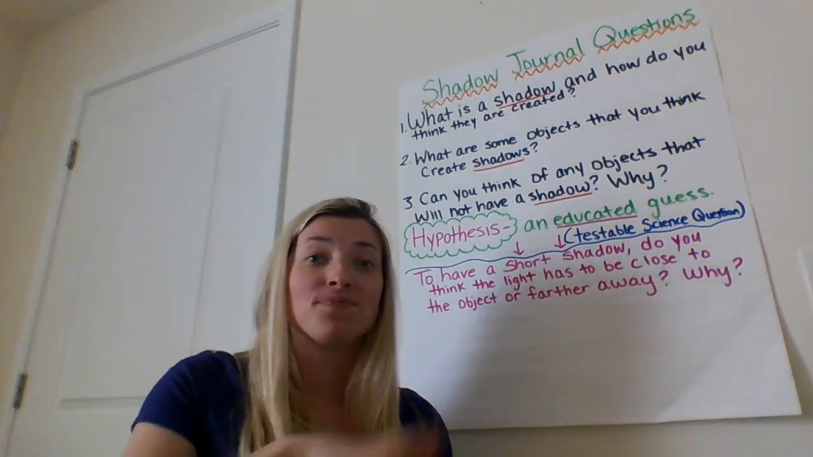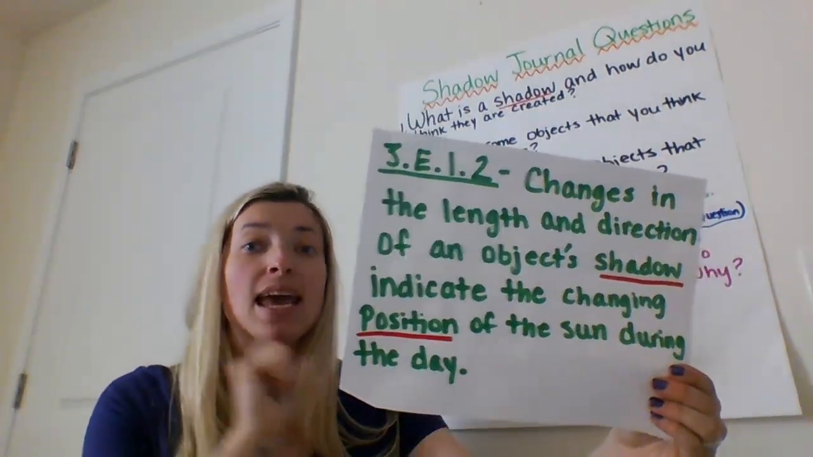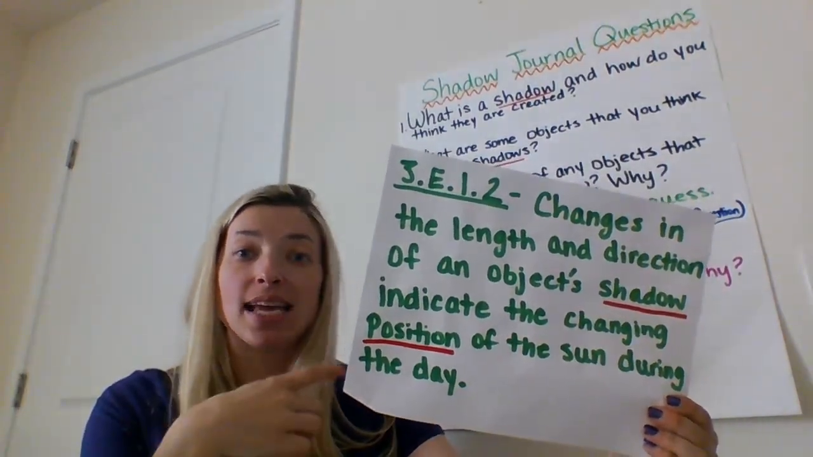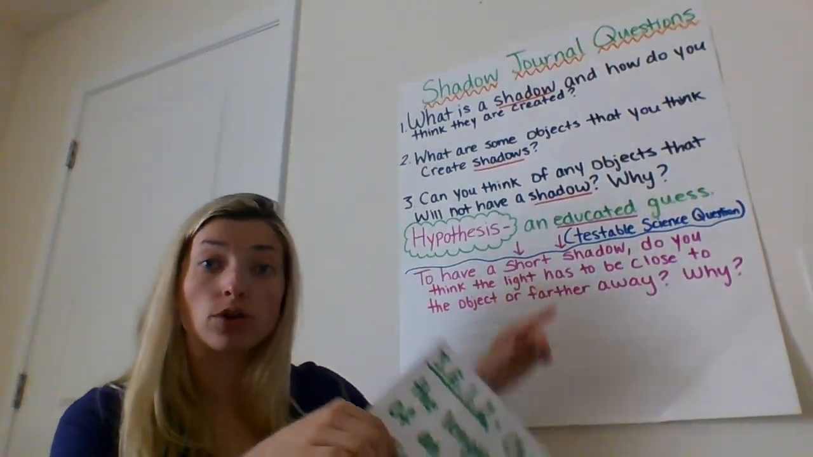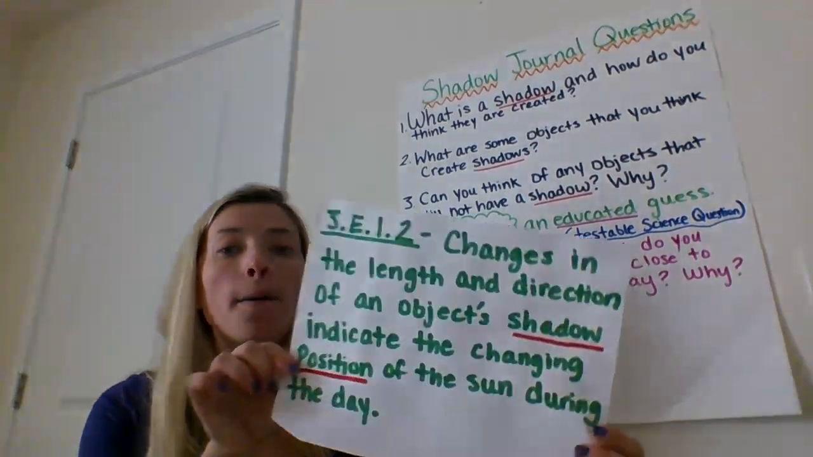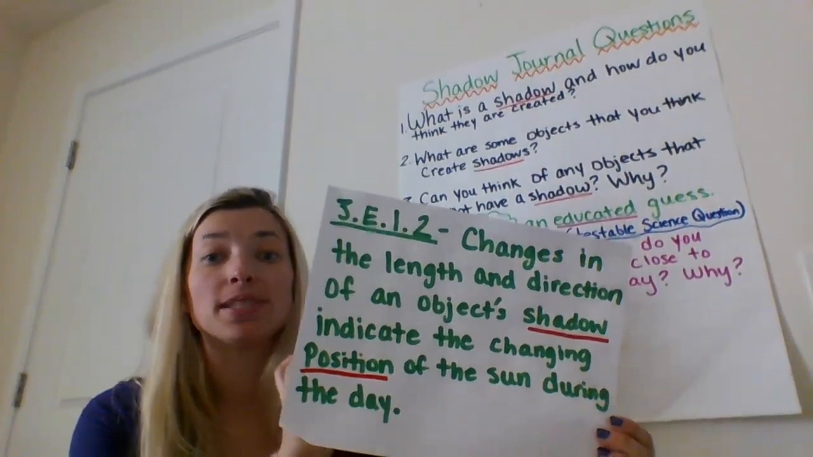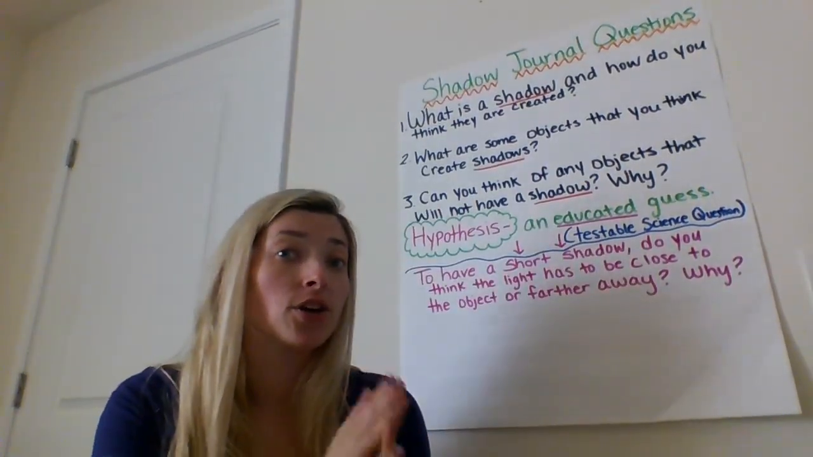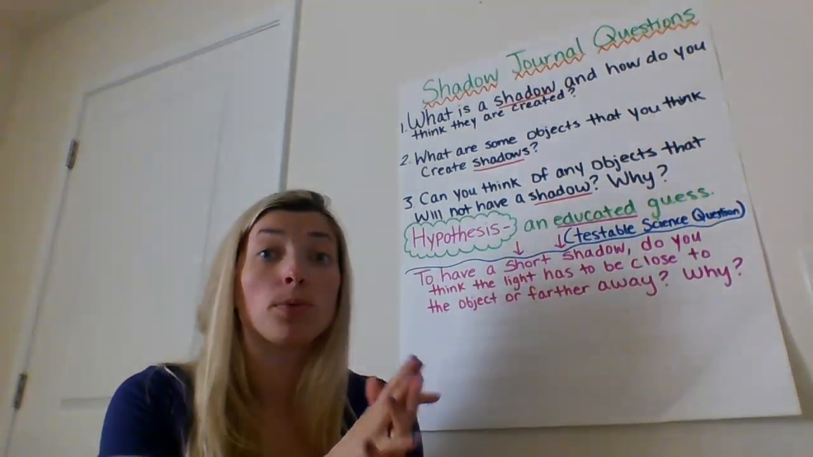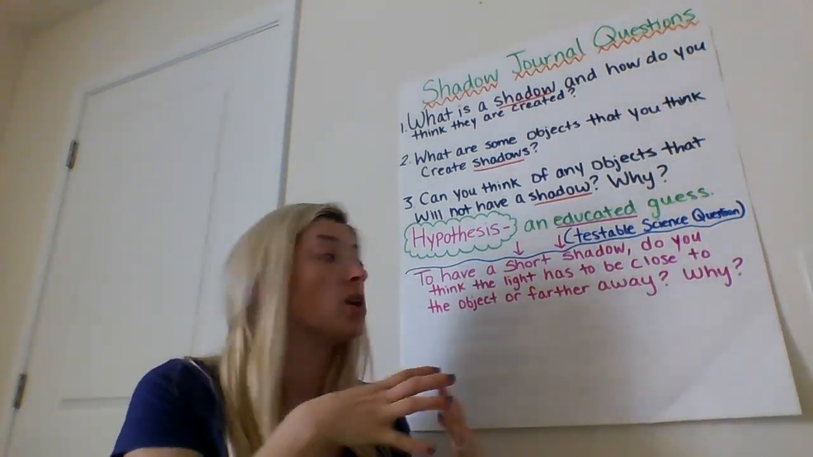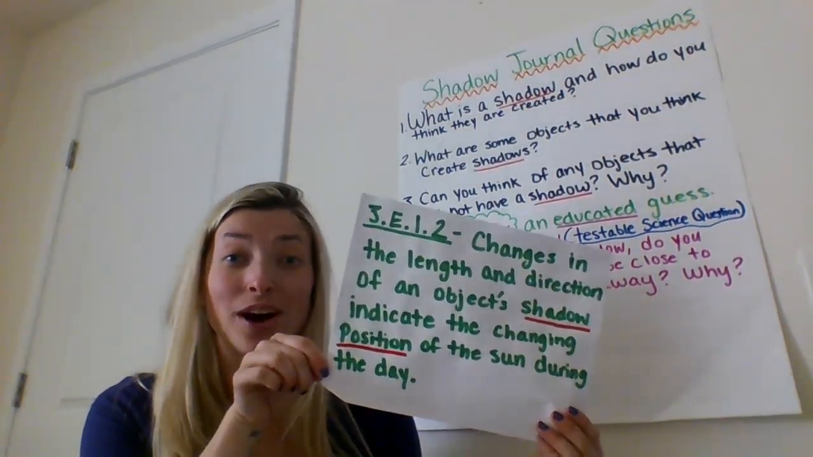So before we end for today, I want to go back to our standard that we're working on all week. And that is, we're looking at changes in the length and direction of an object's shadow. So we are talking about length, how long or short a shadow is, and how that indicates the changing position of the sun. Remember, your flashlight or your light is your sun. When you are moving that farther and closer away, you are pretending that it's the sun or your light source to see what effect it has on those shadows, because ultimately that's what our goal is this week.